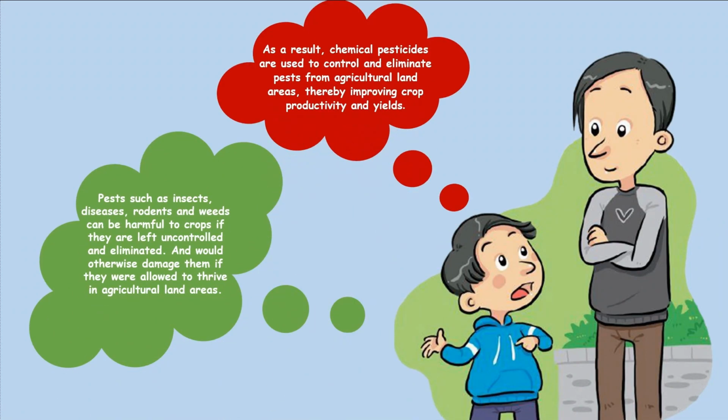Pests such as insects, diseases, rodents and weeds can be harmful to crops if they are left uncontrolled and not eliminated, and will otherwise damage them if they are allowed to thrive in agricultural land areas. As a result, chemical pesticides are used to control and eliminate pests from agricultural land areas, thereby improving crop productivity and yields.